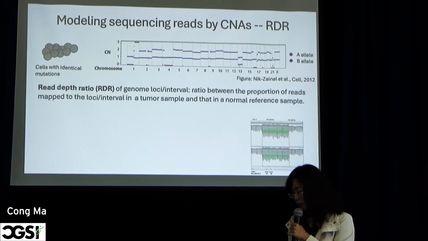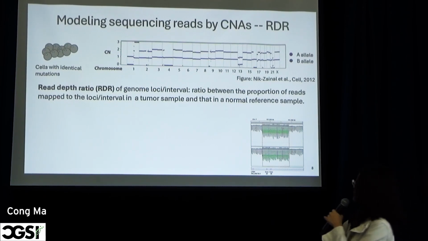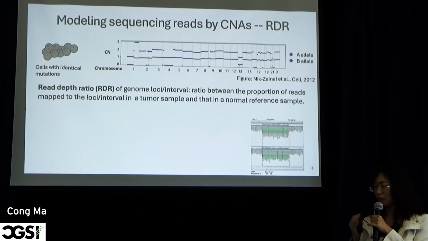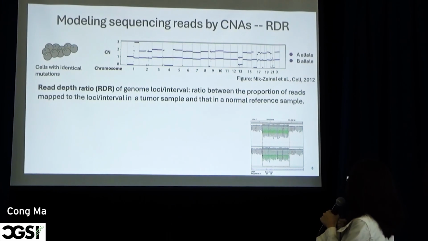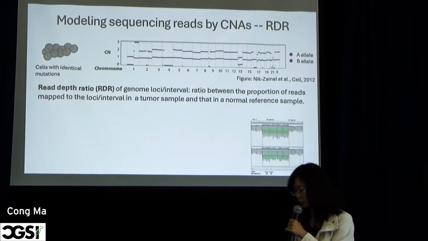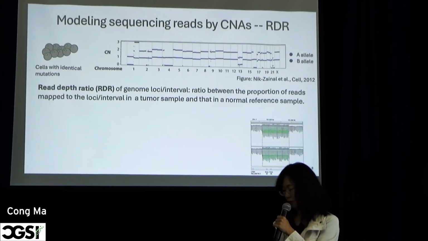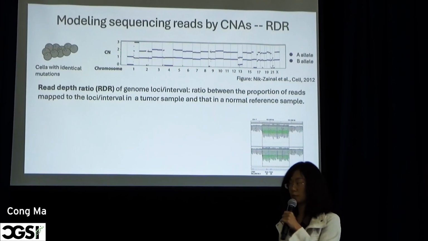And in a lot of past literature, people developed the metric read depth ratio to indicate the potential total copy number difference between tumor and a normal reference. It is defined as the ratio between the proportion of reads mapped to a specific genome locus or genome interval, compared to the proportion of reads mapped to the same region in the normal sample.